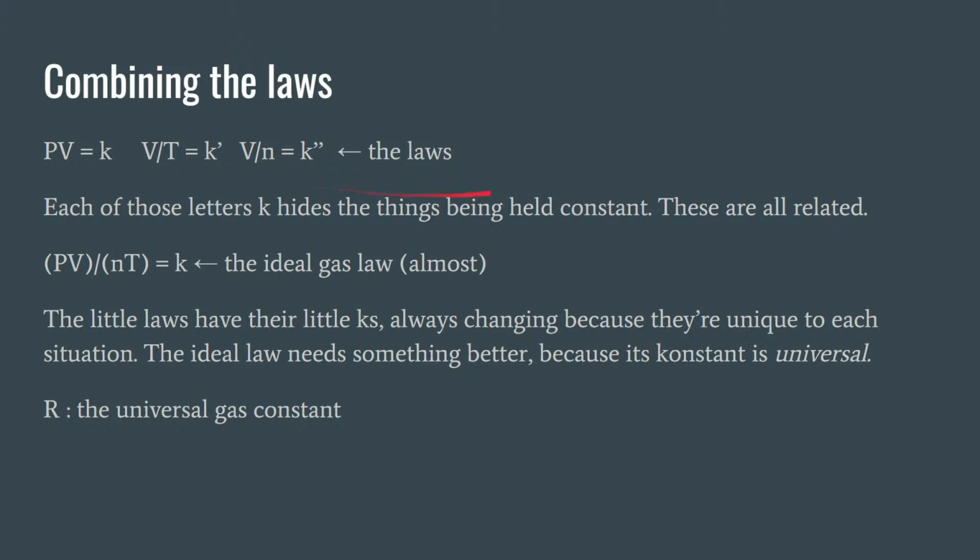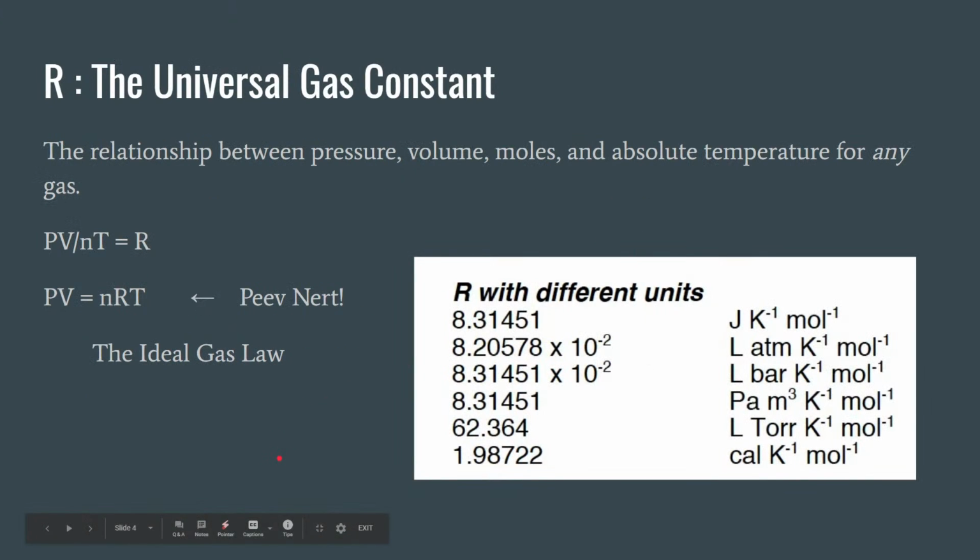So you can combine them to get a single law, such that PV over NT is equal to K, which is almost the ideal gas law. Little laws have their little constants, which are always changing because they're unique to each situation. The ideal gas law is universal. Therefore, we give it the universal gas constant, the capital letter R. Now, R's value is going to change depending on the units you're working in.